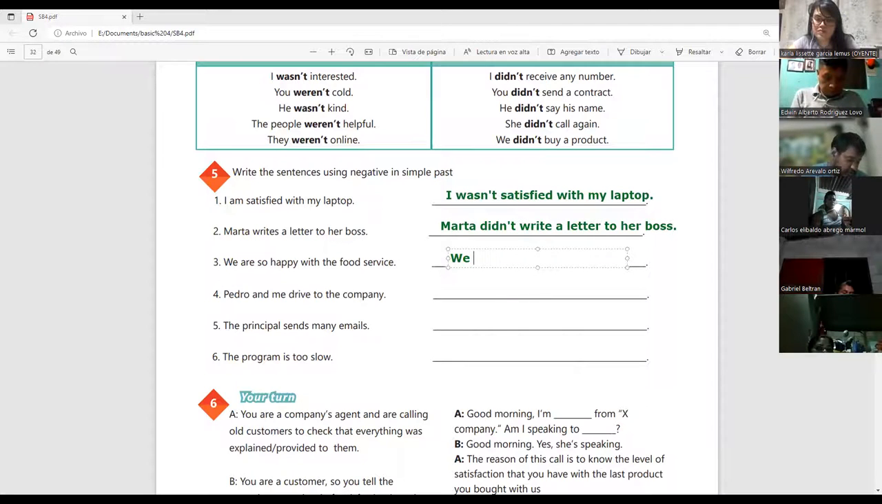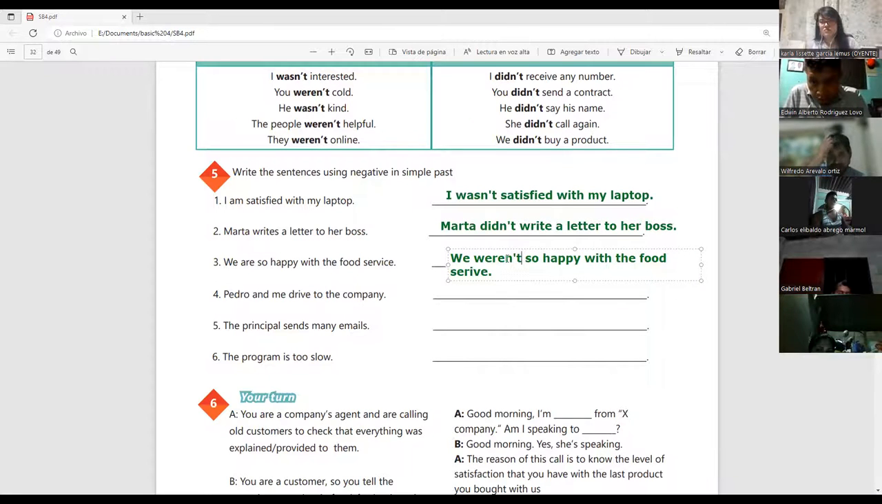We didn't so happy with the food service. ¿Seguro que es didn't, Wilfredo? Porque ahí está el R. Bien. ¿Cuál es el pasado de R, Wilfredo? Weren't. Excellent. Very nice. Very good. We weren't so happy with the food service. Very, uy. Service. No sé qué escribí yo aquí. Service. Very good. Thank you, Wilfredo.